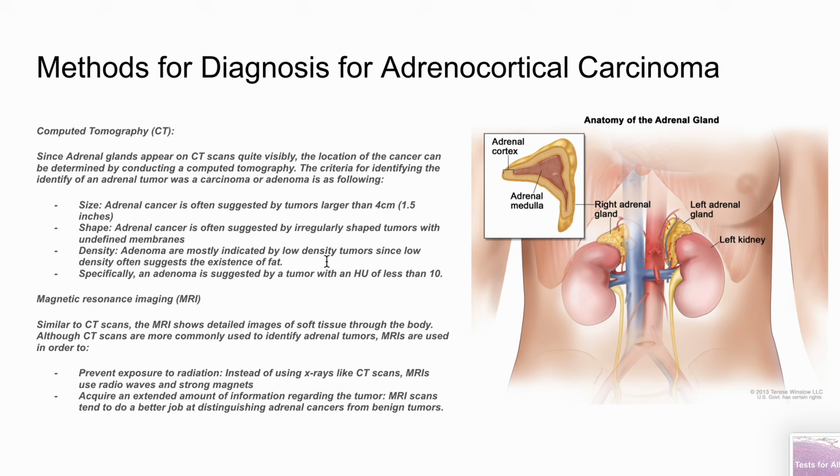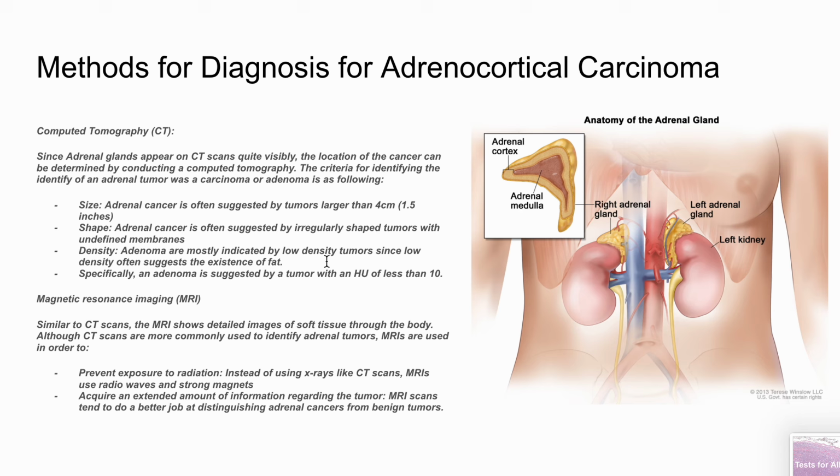Now, methods for diagnosis for adrenocortical carcinoma: first we have the computed tomography, which is a CT scan. And since adrenal glands appear quite visibly on CT scans, the location of the cancer can be determined by conducting a computed tomography.